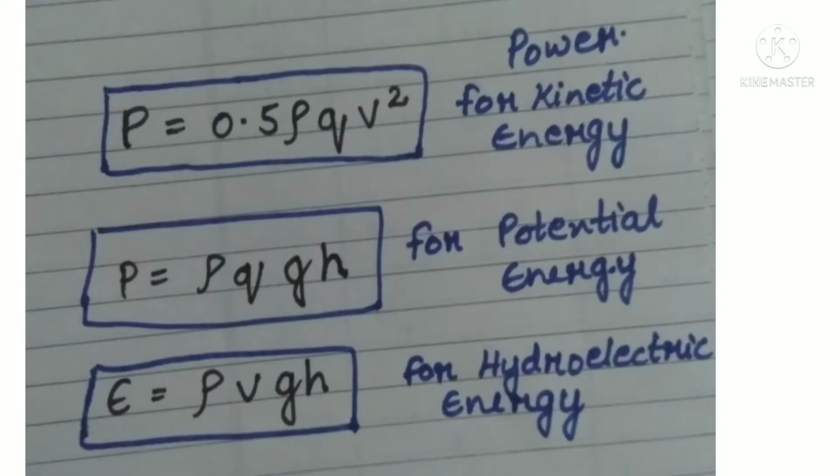For conversion from kinetic energy, we will use the formula power is equal to 0.5 rho Q V square. And in case efficiency is given in the question, then we have to multiply the efficiency also. So now let's see the questions.